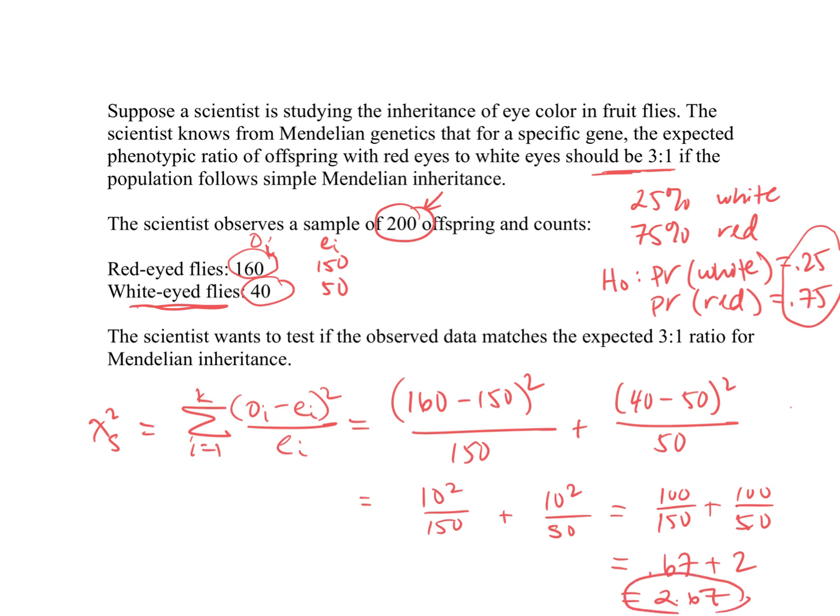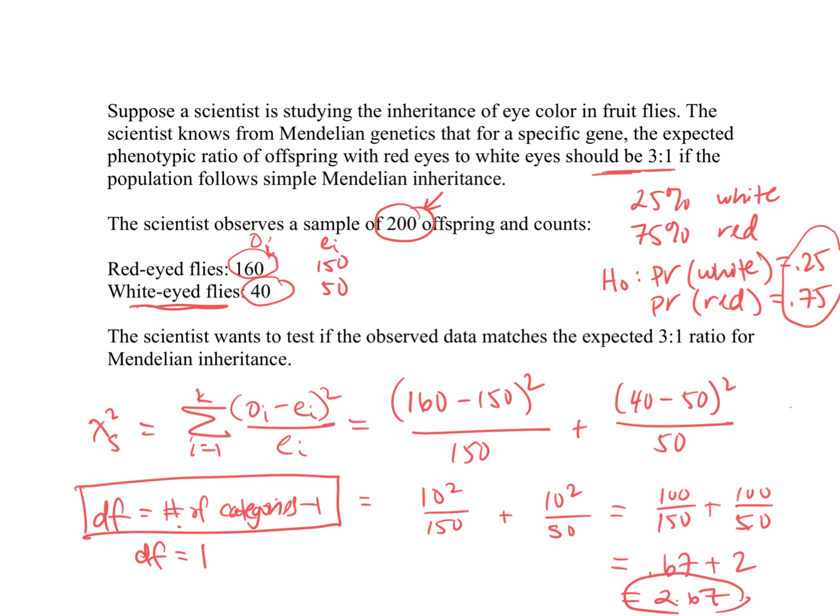So we're going to take that 2.67 to the chi-squared table, but before we go to the chi-squared table, we have to know how many degrees of freedom we have. For the chi-squared goodness of fit test, the degrees of freedom is the number of categories minus 1. So I'll just put that in its own little box here. The number of categories minus 1. So here, for this problem, we have the degrees of freedom is just 1, since there's 2 categories. So next step is we take this 2.67 and the fact that we're looking at degrees of freedom 1 to the chi-squared table.